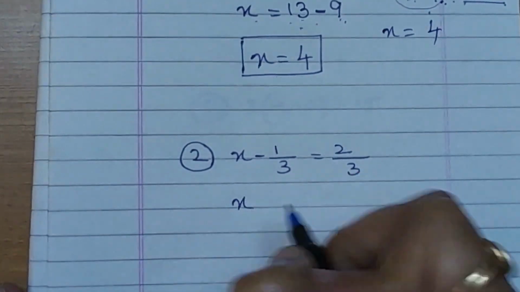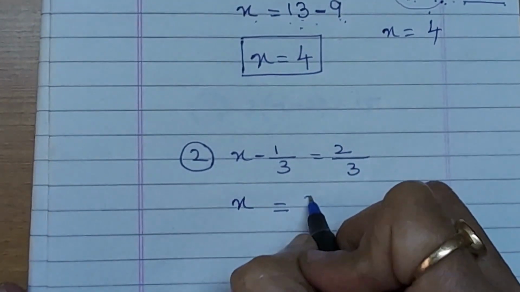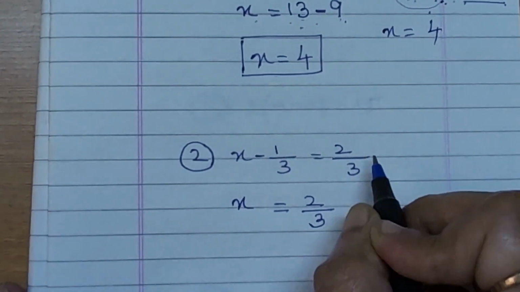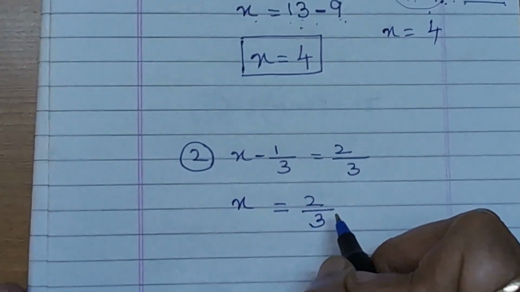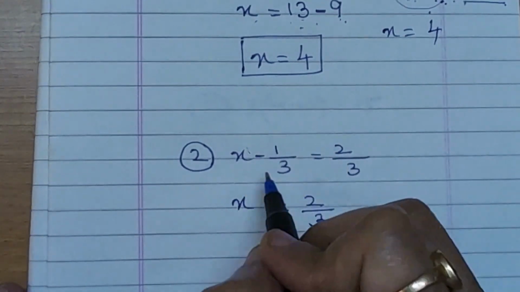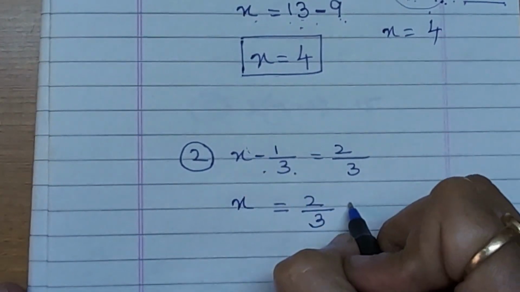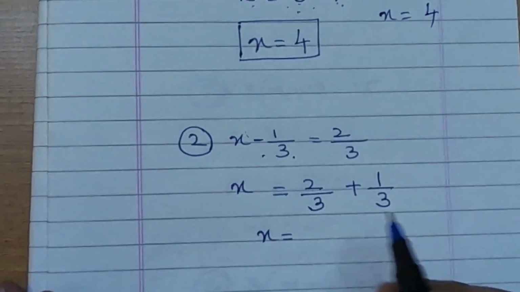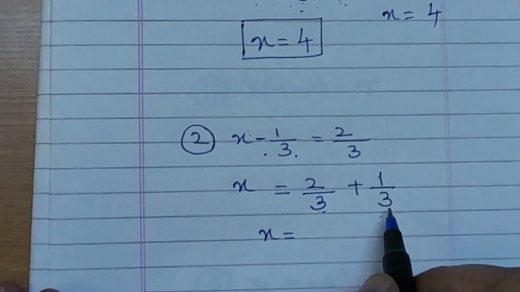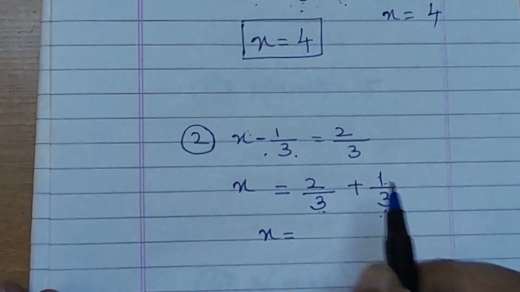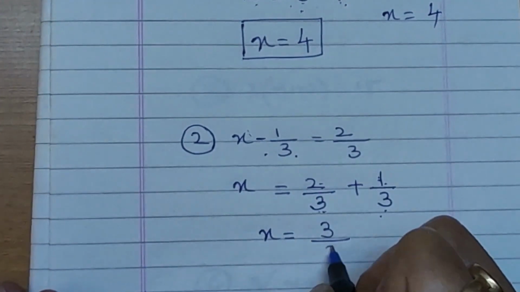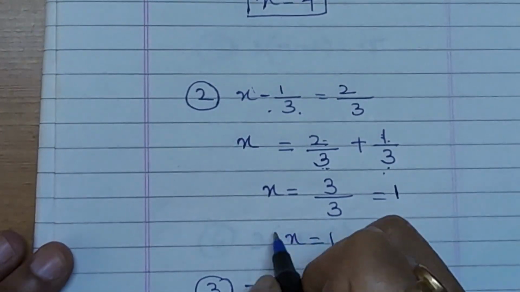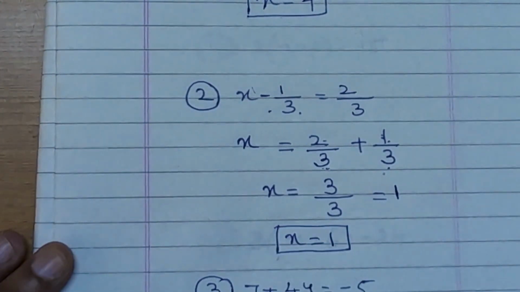Again x equal to 2 by 3 we have here. When you are writing RHS, whatever number or term is there in RHS, we have to write that first, then transpose the term from the other side. Now minus 1 by 3 comes here, it becomes plus 1 by 3. So we have x equal to 2 by 3 plus 1 by 3. Denominator is same, so we can directly add the numerator. 2 plus 1, 3. Write the denominator as it is. So 1. So x equal to 1 is the solution of this linear equation.